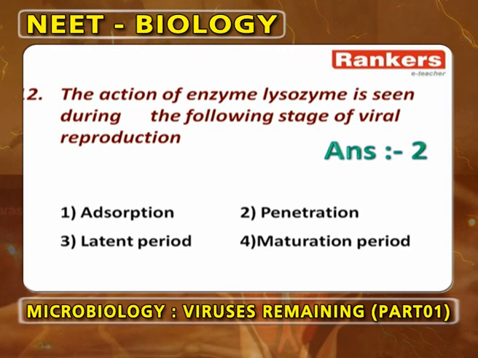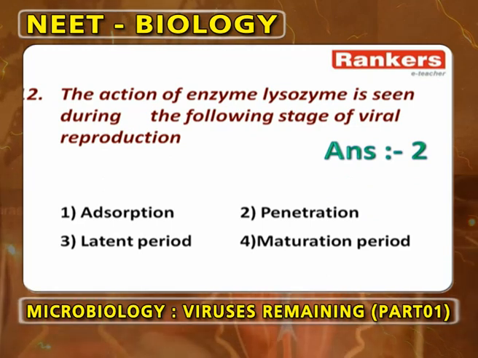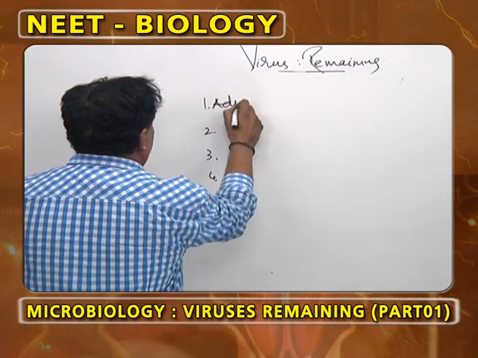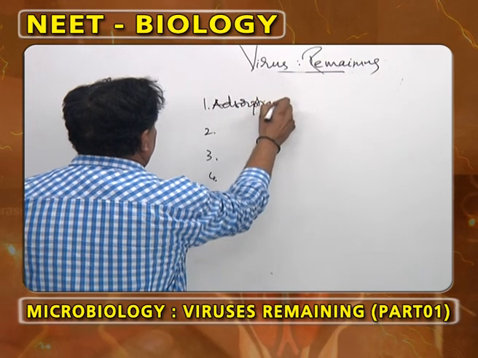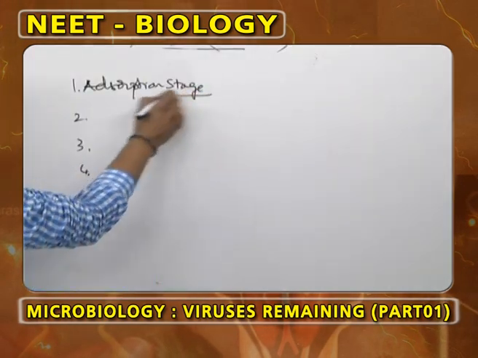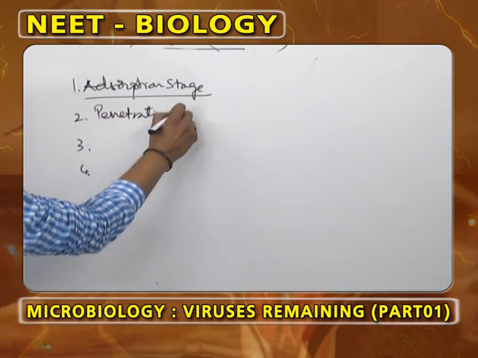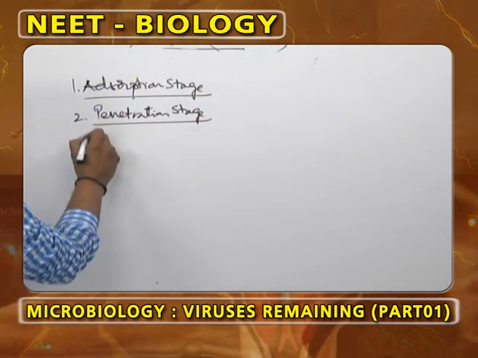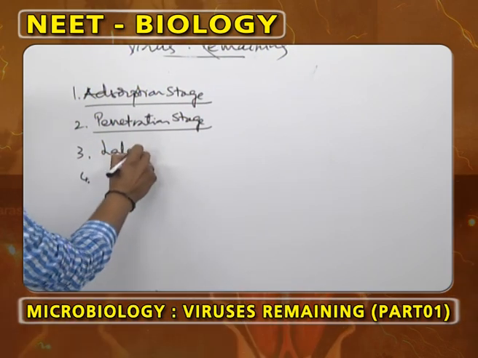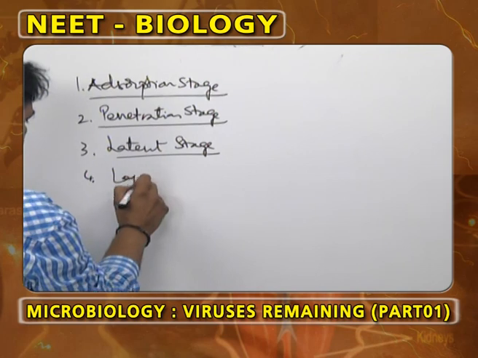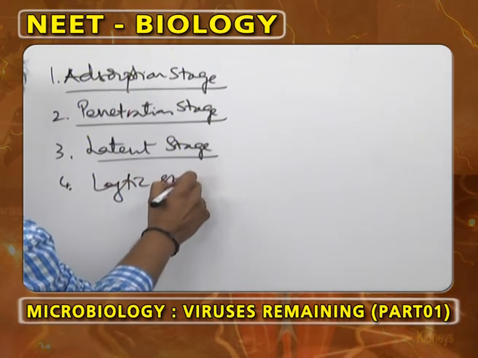The action of the enzyme lysozyme is seen during which of the following stages of viral reproduction? During viral reproduction there are four important stages. One is the adsorption stage. The other is the penetration stage. The third is the latent stage or latent period. The last is the lytic stage or lysis.